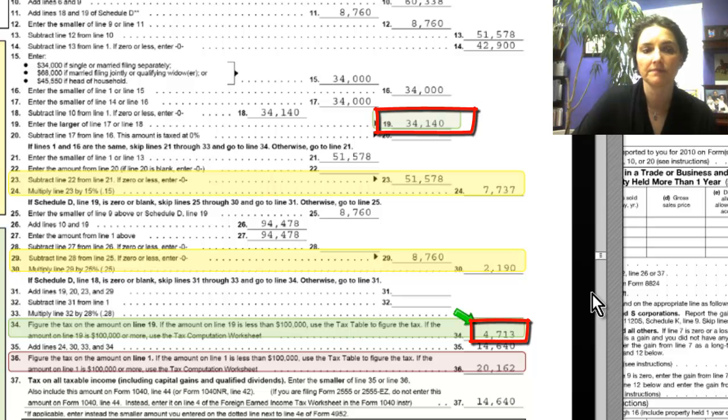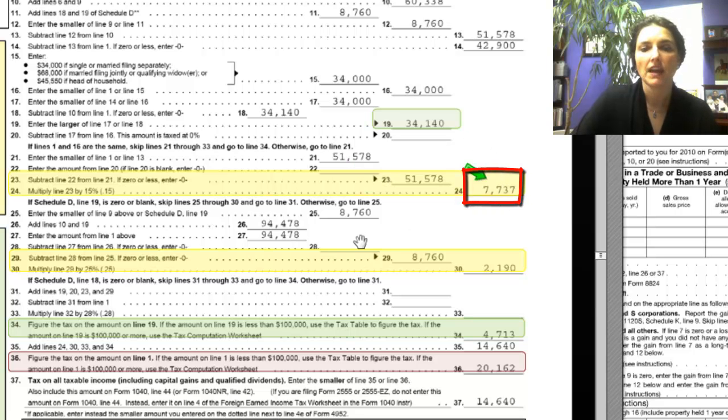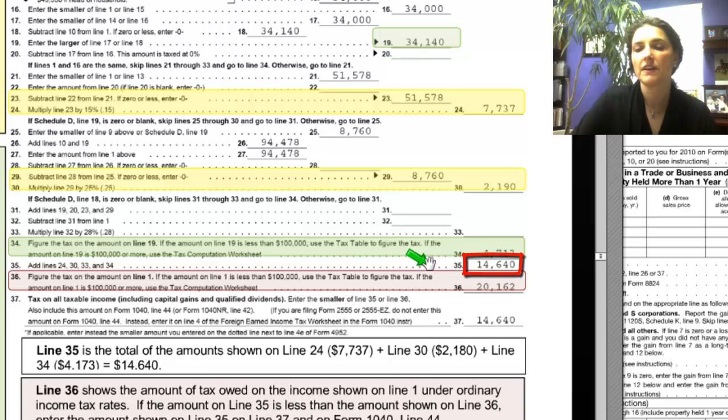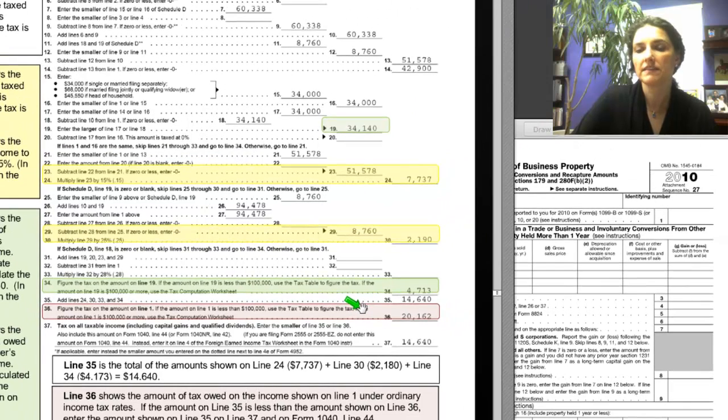Line 23 of the form shows the amount of income that will be taxed at the 15% rate. In this illustration, the amount of tax calculated on 15% is $7,737. And then line 29 shows the amount of income to be taxed at 25%. In this illustration, that's $2,190. We then take up these three tax amounts, $7,737, $2,190, and $4,713, and total these amounts up on line 35. That gives us $14,640.